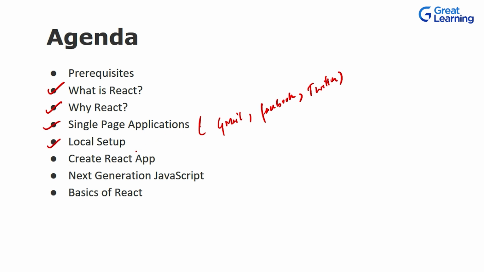Then we will talk about local setup, wherein we will see which development server we are going to use. In this case, we will talk a little bit about Node.js. Then we'll talk about one of the easiest ways to get started in React, that is using the create React app tool. Then we will talk about the steps involved in getting this tool started. Then we will talk about the next generation JavaScript features like the let keyword, const keyword, arrow functions, export, import, etc. And finally, we'll conclude our course with the basics of React.